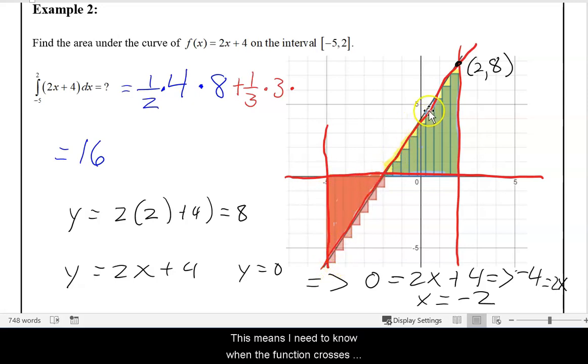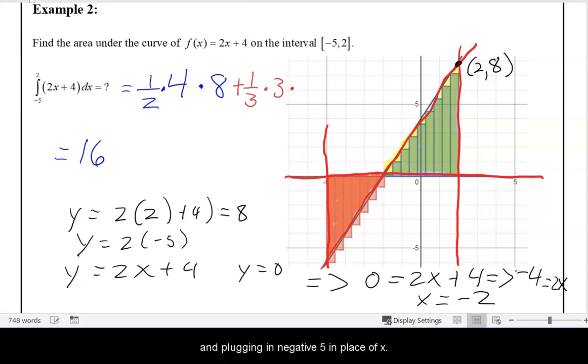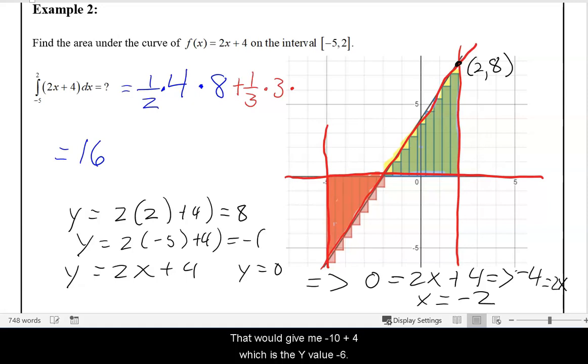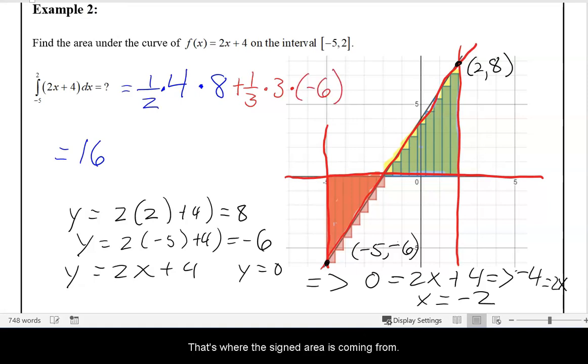This means I need to know when the function crosses the line x = -5. I can compute that by going to the equation of the line and plugging in -5 in place of x. That would give me -10 plus 4, which is the y value -6. This point down here must be (-5, -6). That makes the height of that particular box -6. That's where the signed area is coming from.